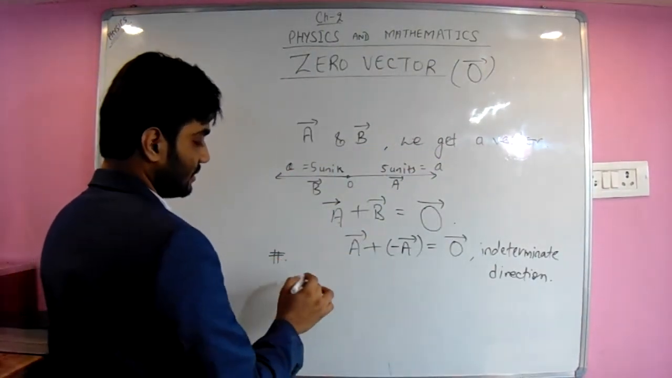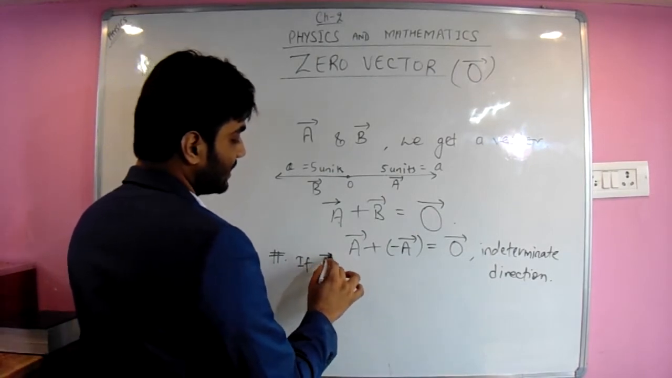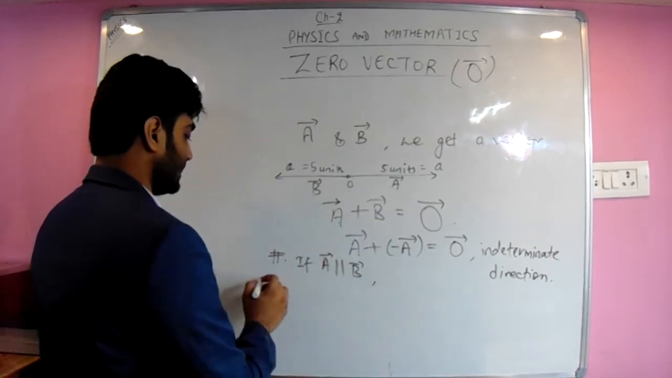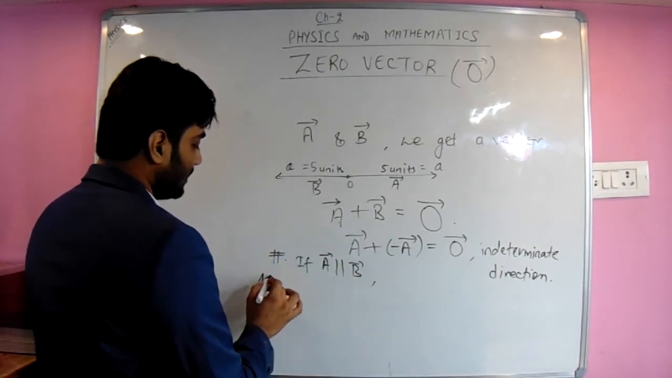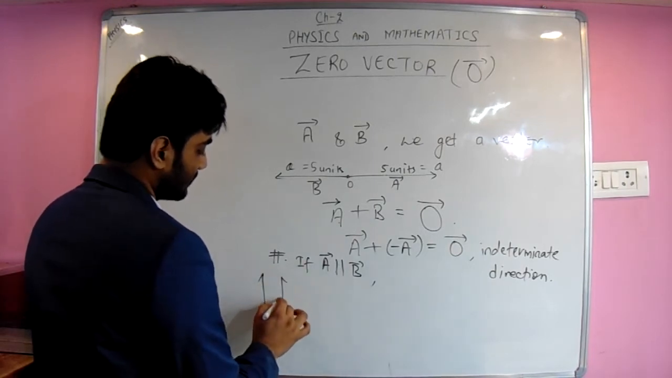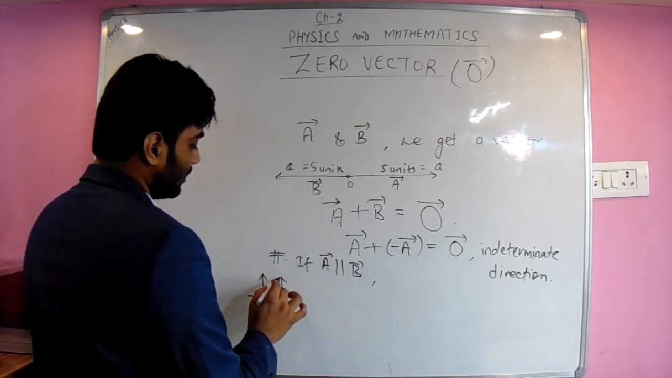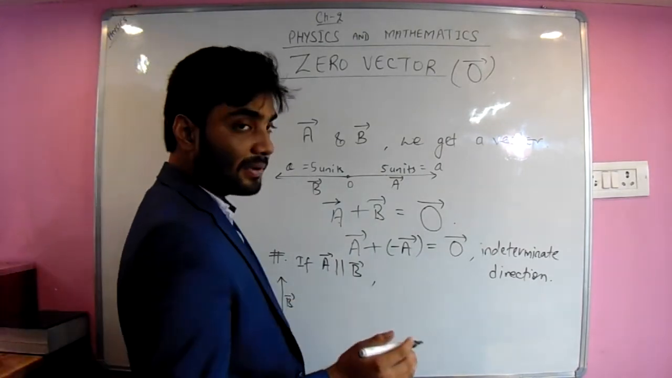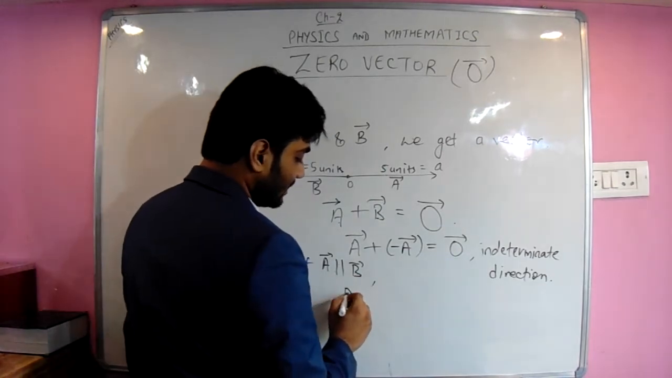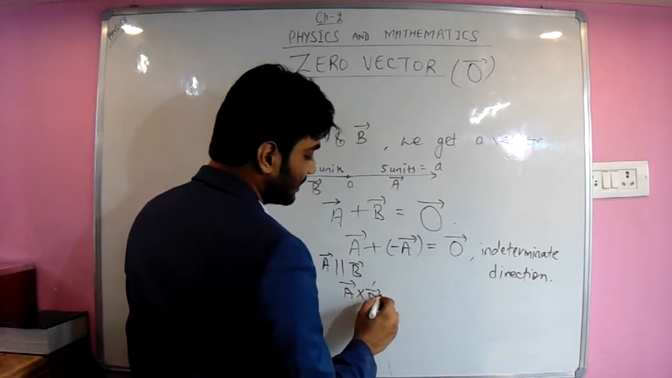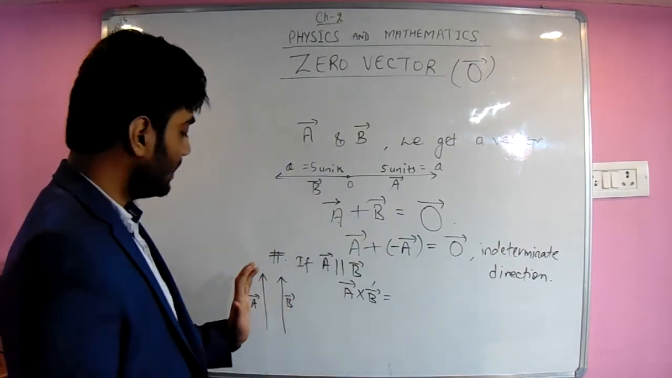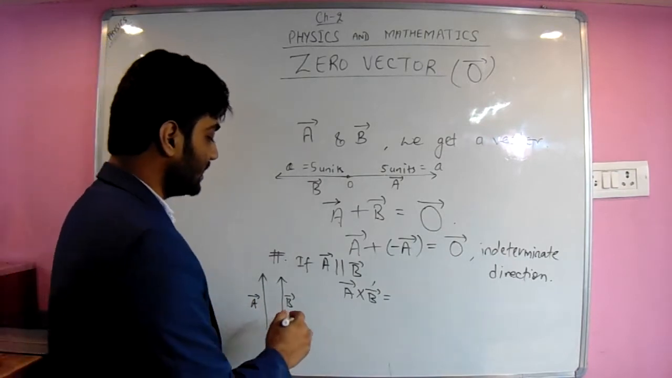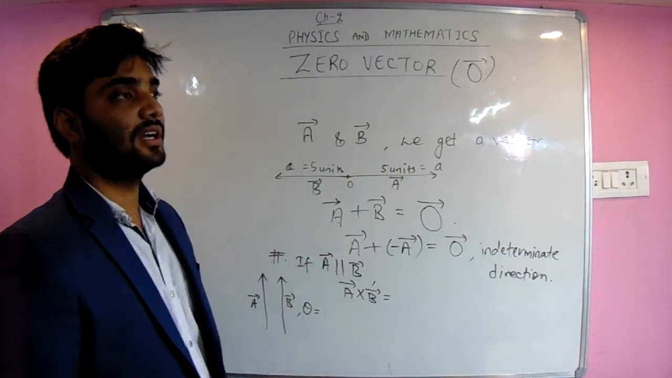Now, the second note: if A vector is parallel to B vector, then what happens? If A vector is parallel to B vector, then what is A cross B vector? If we cross them, and both are parallel to each other, then theta is what? In this case, theta is 0 degrees.